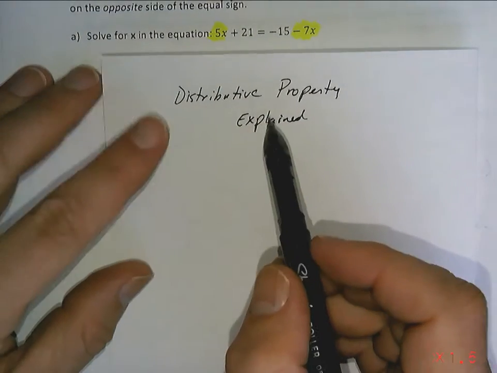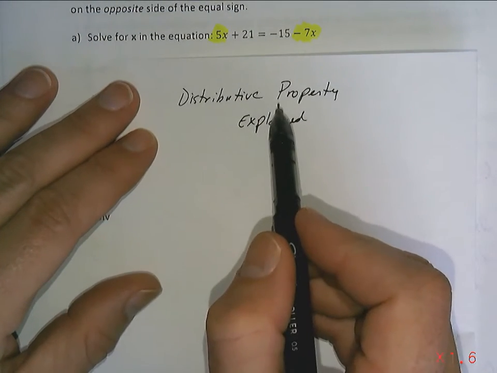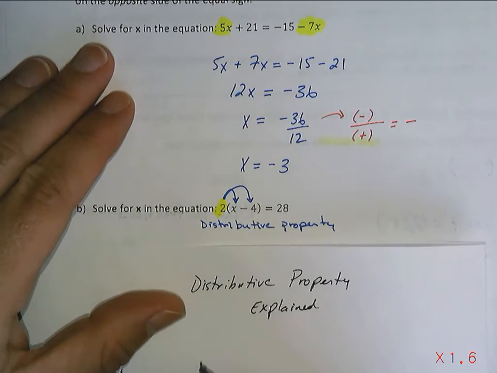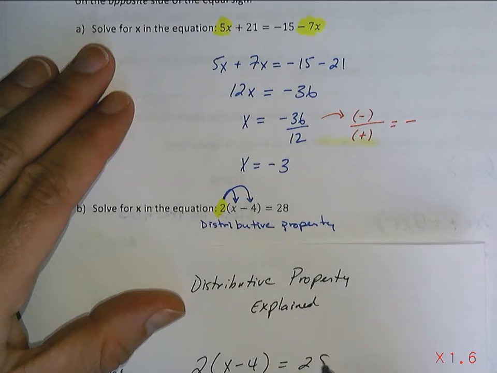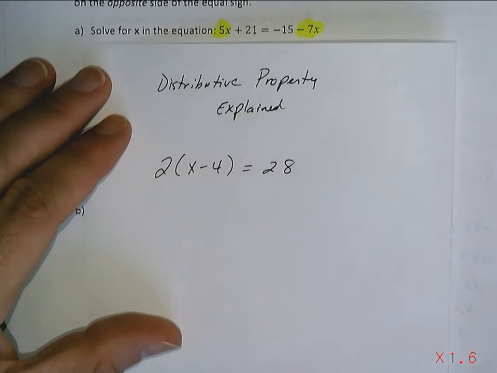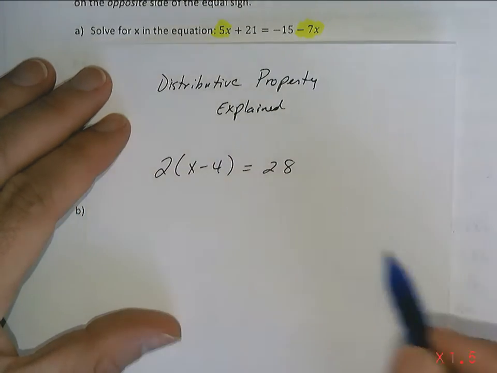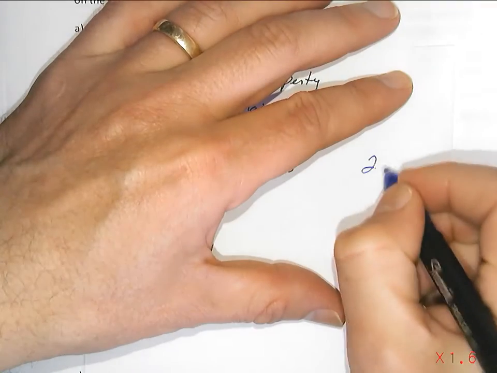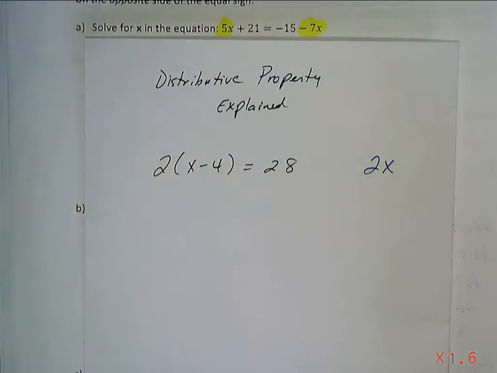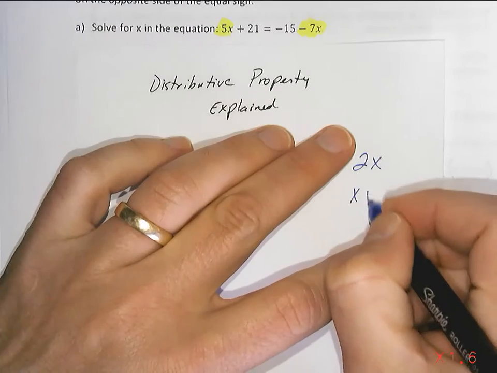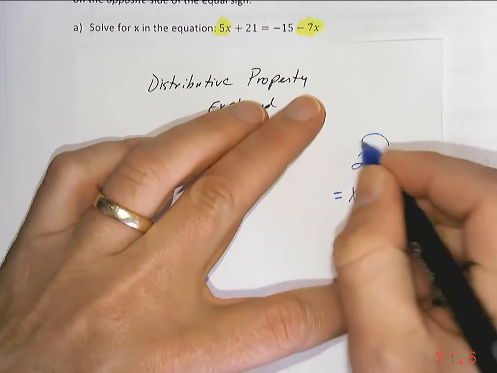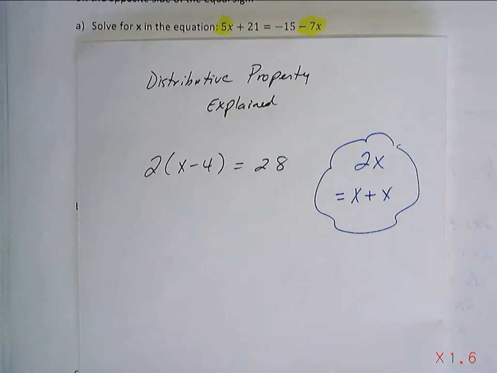Okay, so what I want to do now is explain the distributive property. So what we had was this question. We had 2x minus 4 equals 28. Now let's think for a minute. This 2 means 2 times. If the question was 2 times x, then that would mean x plus x. Do we all agree with that? That's what 2x means. It means an x plus an x.